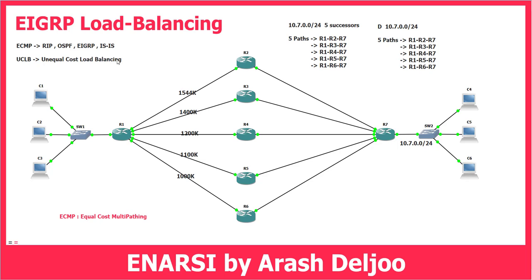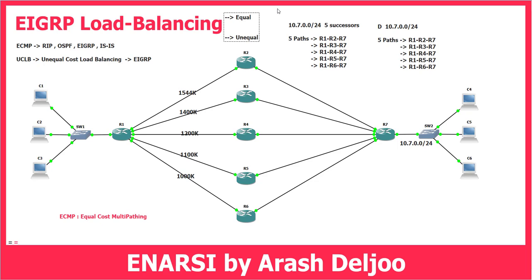the EIGRP. Actually, in EIGRP we have the option of unequal cost load balancing and also equal cost load balancing, but in other routing protocols we have only the option of equal cost load balancing, or equal cost multipath. The first thing that I'm going to show you is the equal cost load balancing briefly, and then after that I'm going to talk about the unequal load balancing.